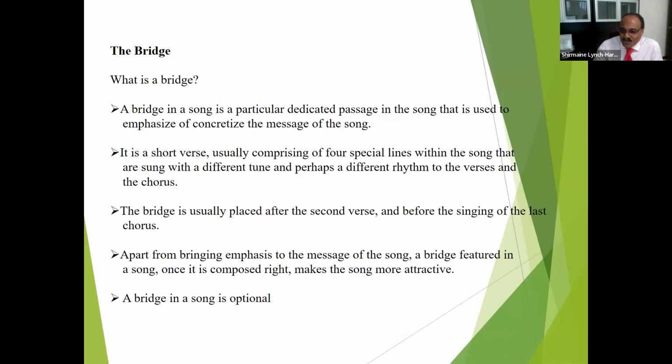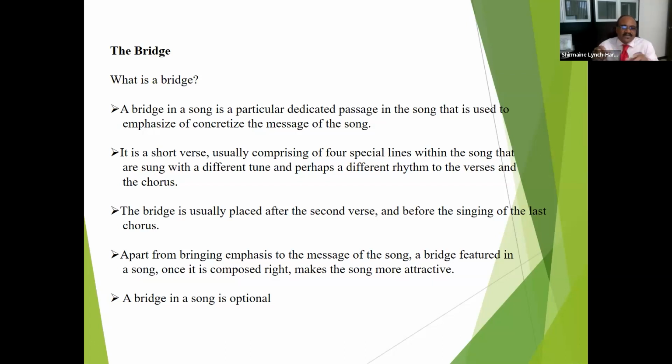The bridge is not a chorus. The chorus is something that you repeat throughout the song, but the bridge only comes in one time. You shouldn't have two bridges in a song. You should not sing a bridge twice in a song. The bridge comes in once and you leave your audience with that one time, right? That should impact the audience. It concretizes or emphasizes the message of the song.